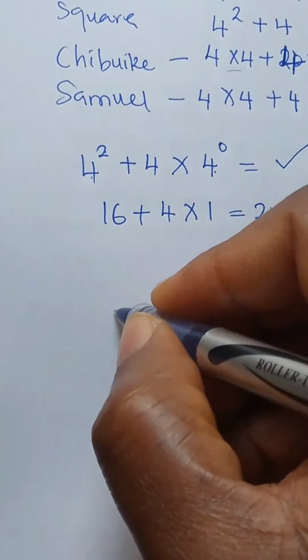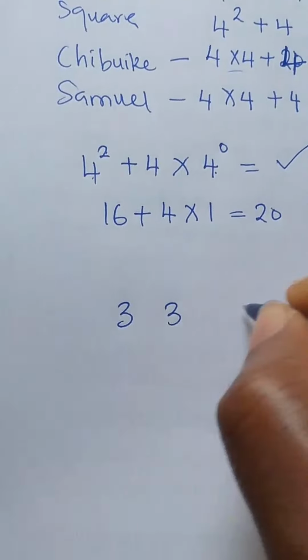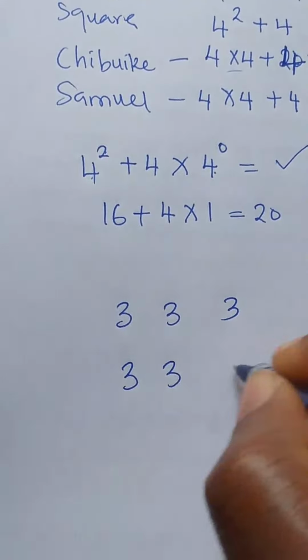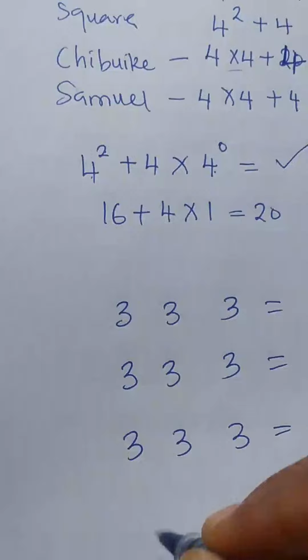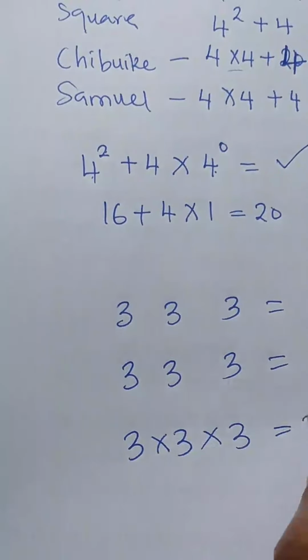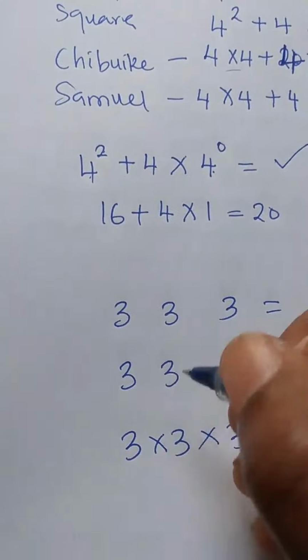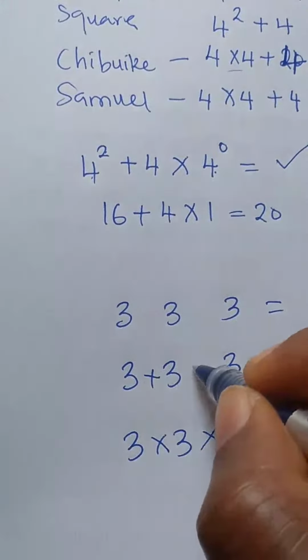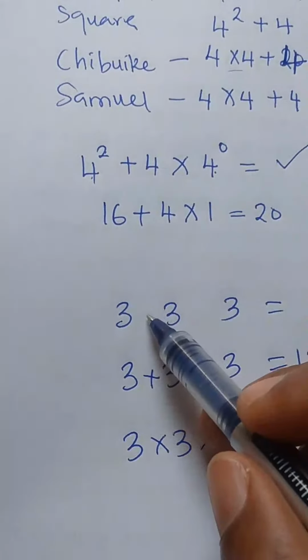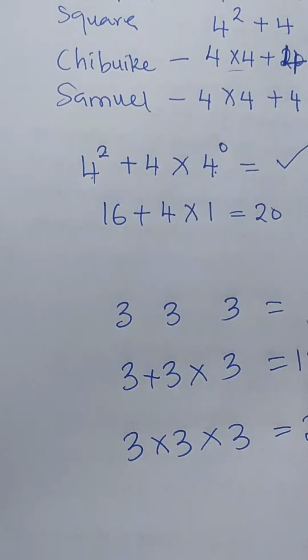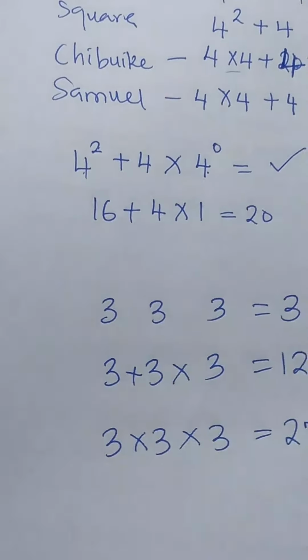Let's see. We have 3, 3, 3, 3, 3, 3, 3 is equal to, all right. So we have 3 times 3 times 3 is 27. Let me start from bigger numbers. So we have 3 plus 3 times 3 is 12. Okay. Now tell me what you will do here to give me 3. So what operation will you do here to give me 3?